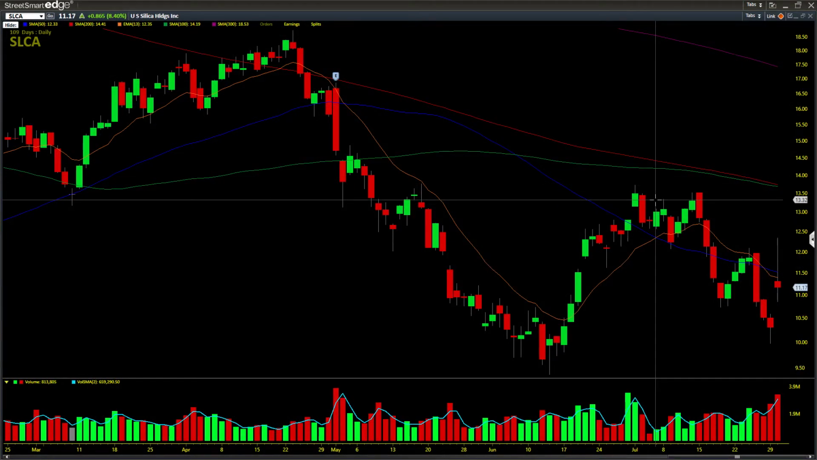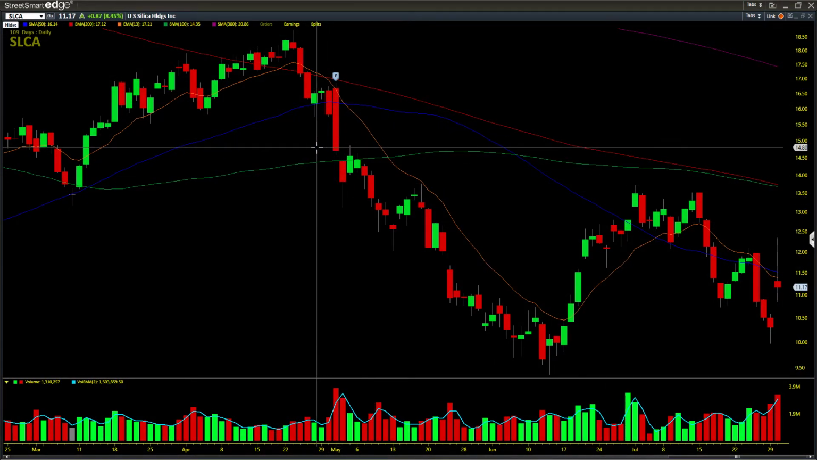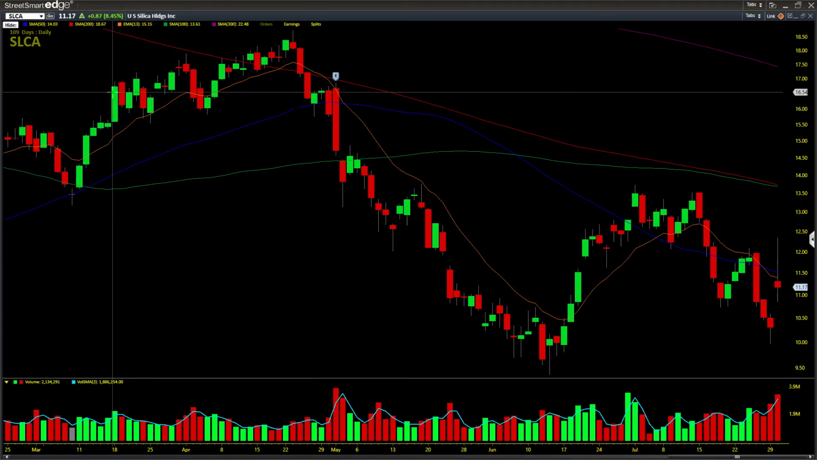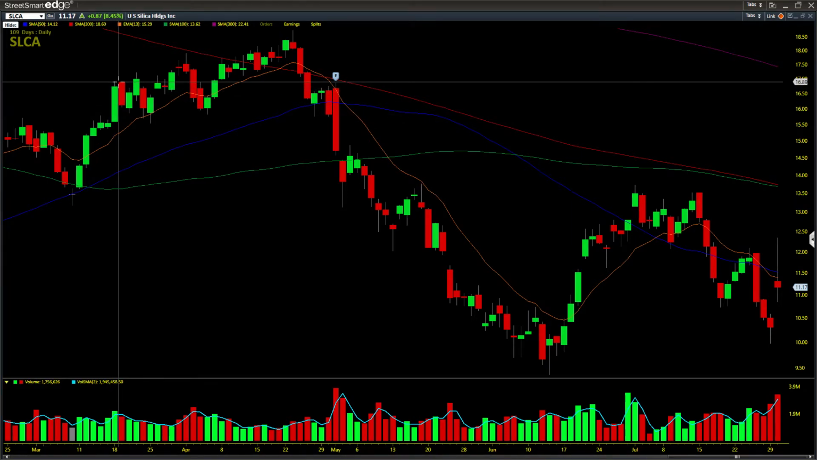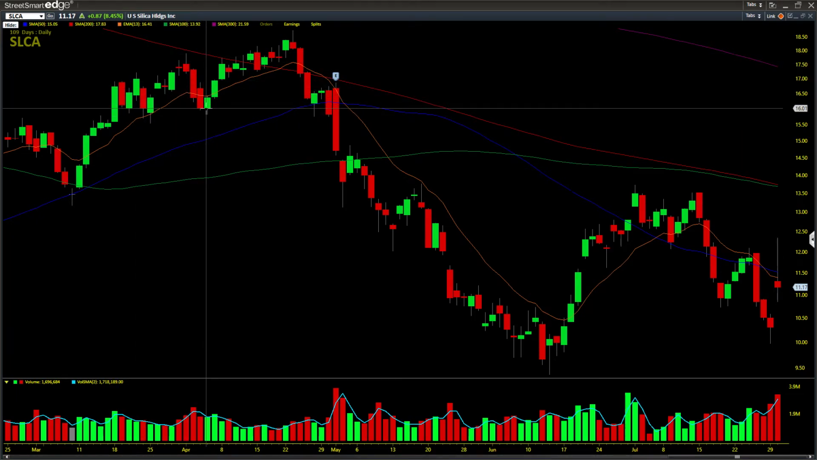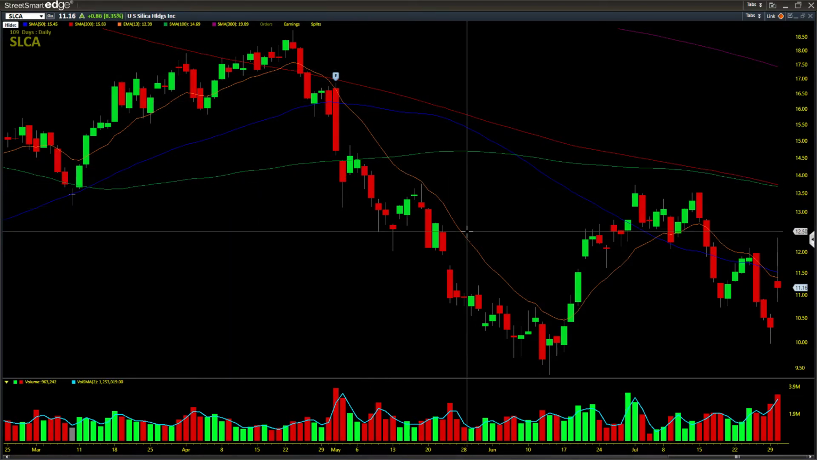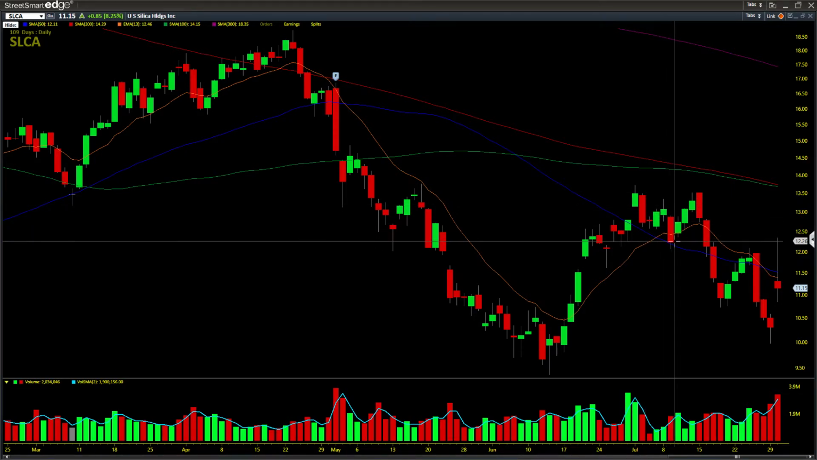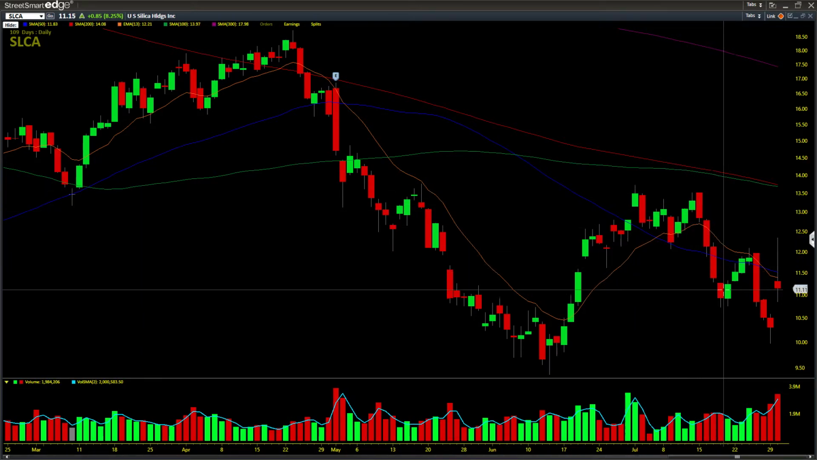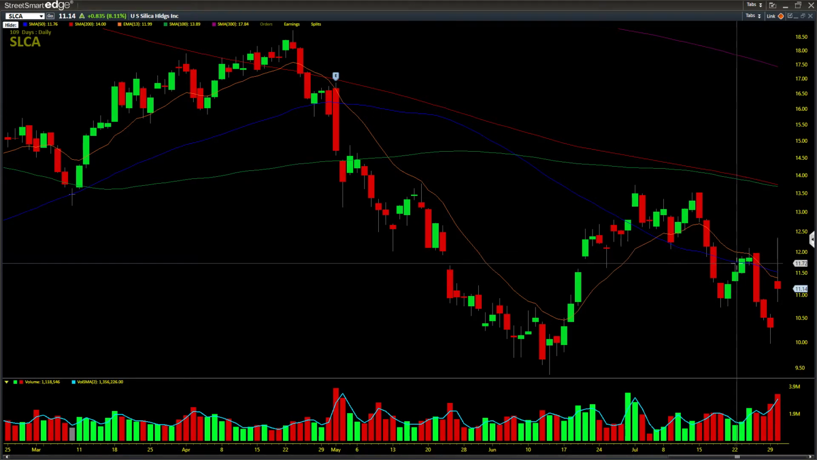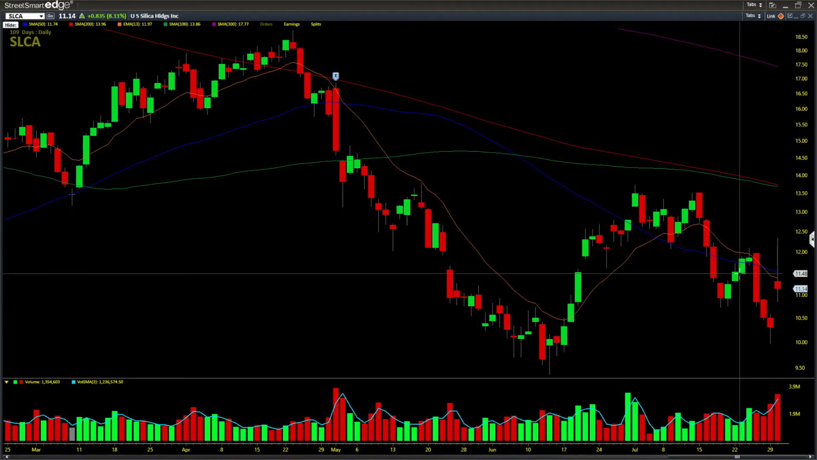But with SLCA, what I see with this is it has a lot of nice rebound plays on it. Like big green candle, sell off, and then it pops back up. Sells off, pops up. Sells off, little pop, sells off, pops. Big sell off here, pops up. So acting kind of like a rubber band. We got the 50-day moving average at 11.50.